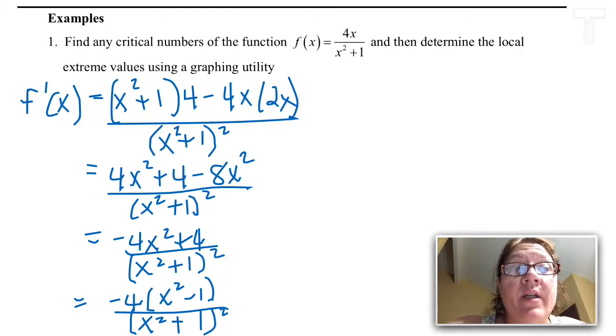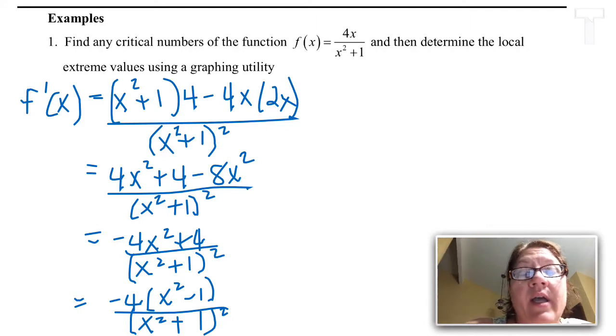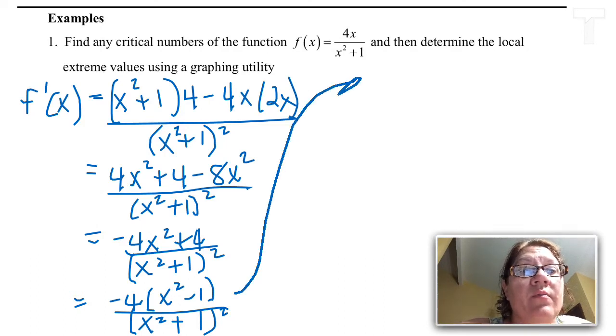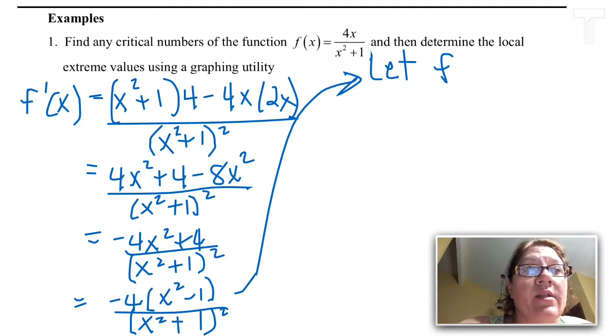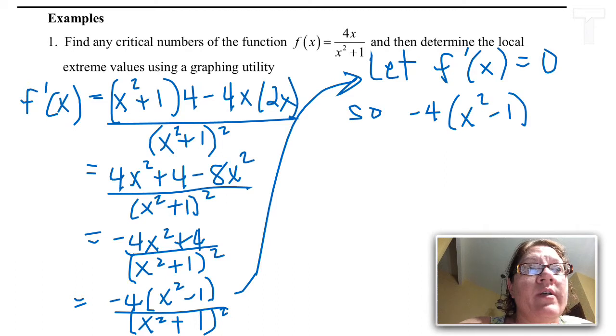You'll probably want to pause the video, make sure you can follow all of those steps and that you get those results yourself. And so then I'm going to look at when the slope is equal to 0. So I'm going to set it equal to 0. Now, here's what I have to remember. It's a fraction, right? So the only time that fraction is going to equal 0 is when the top equals 0, because that's how fractions equal 0, when the numerator is 0.